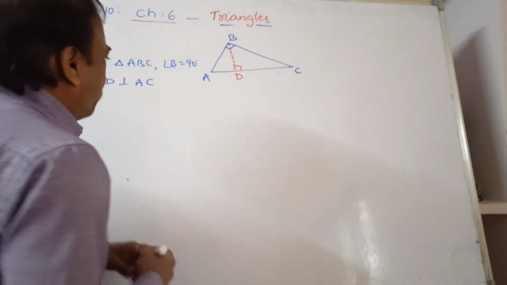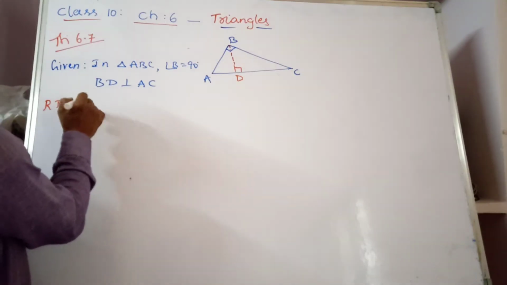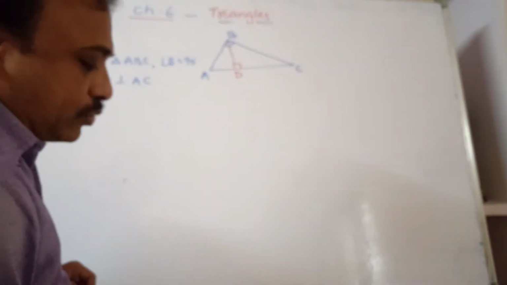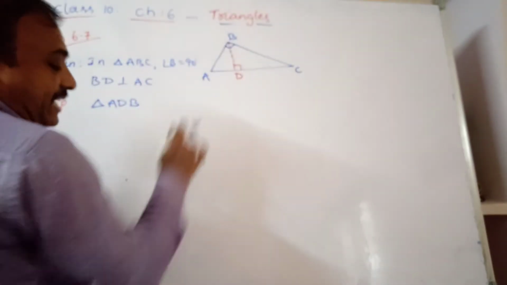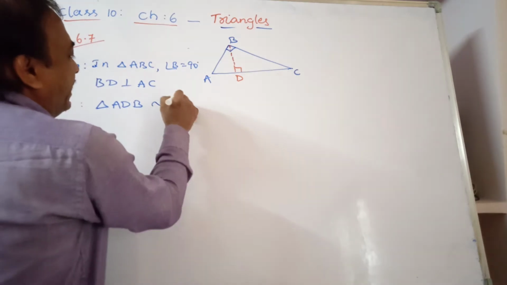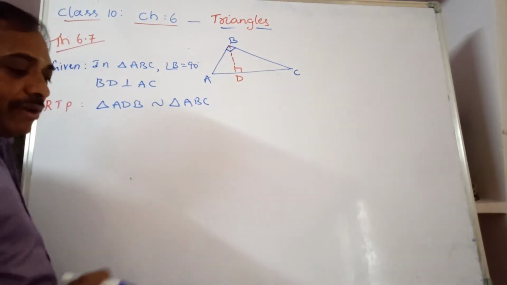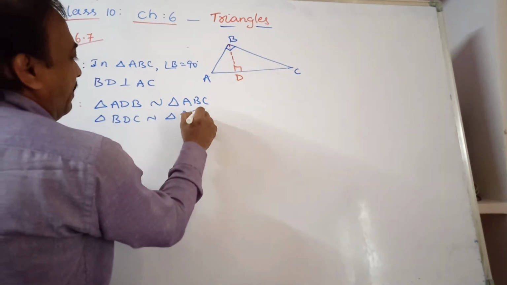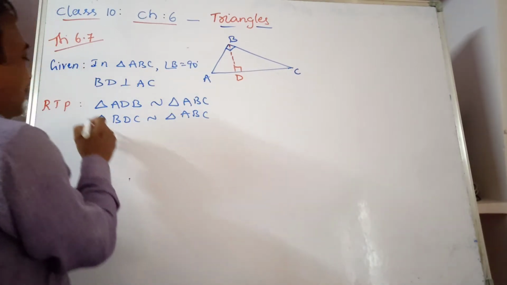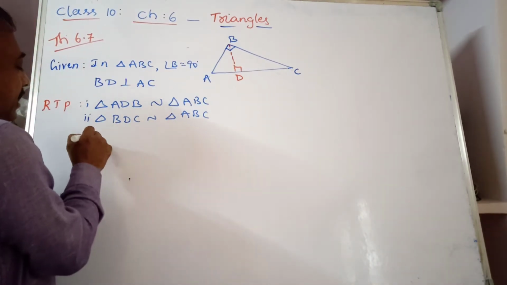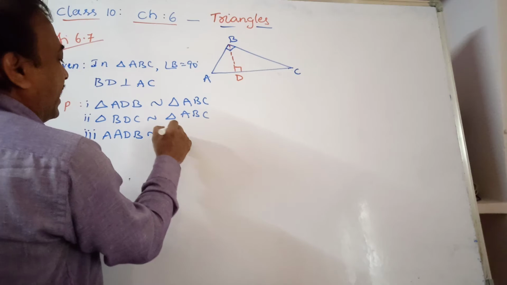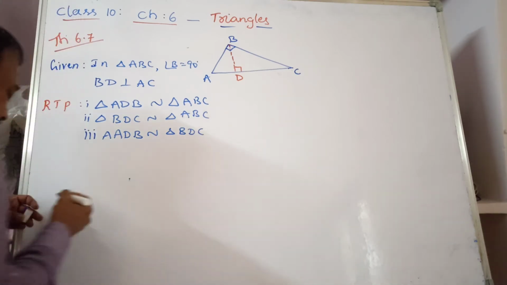Next, we have to prove that the triangles on either side, whatever triangles are there, triangle ADB is one triangle, is similar to the big triangle ABC, and one more triangle BDC is similar to triangle ABC, and the third one, triangle ADB is similar to triangle BDC. This we have to prove.